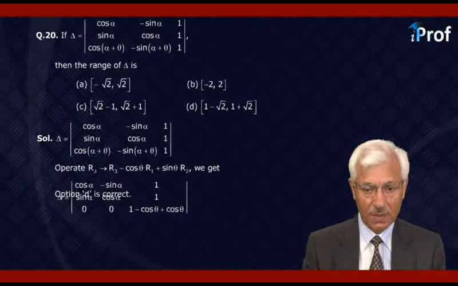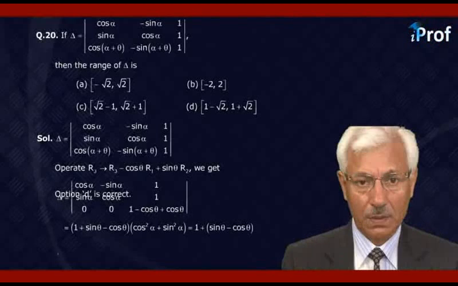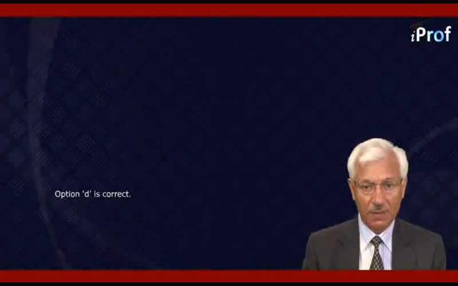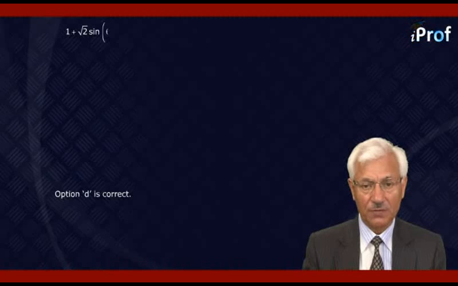Expanding with the help of the last row, we get 1 plus sin theta minus cos theta times cos square alpha plus sin square alpha, which becomes 1 plus sin theta minus cos theta. So delta is equal to 1 plus square root of 2 times 1 by square root of 2 sin theta minus 1 by square root of 2 cos theta, which can be clubbed together and becomes 1 plus square root of 2 into sin of theta minus pi by 4.